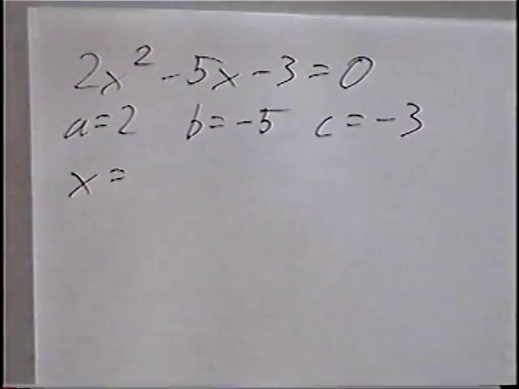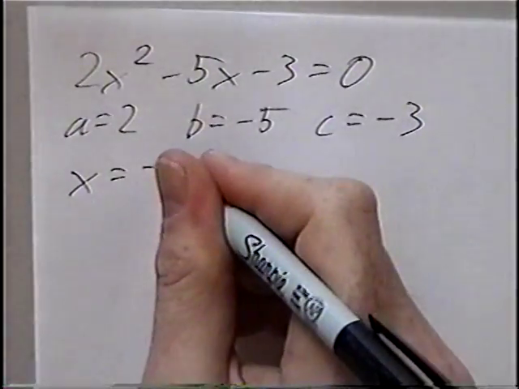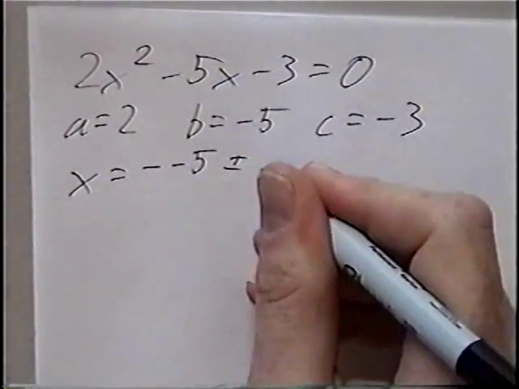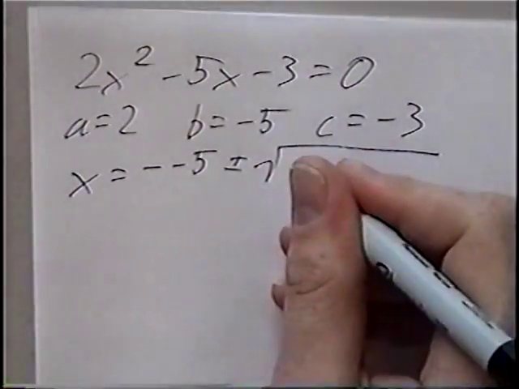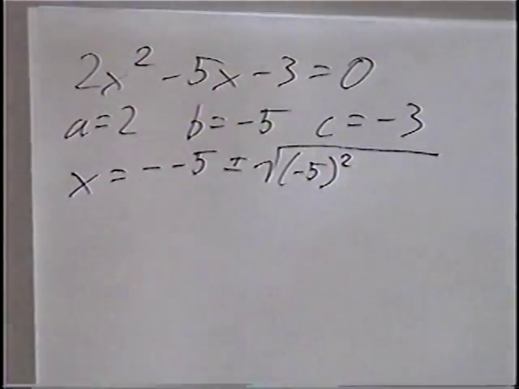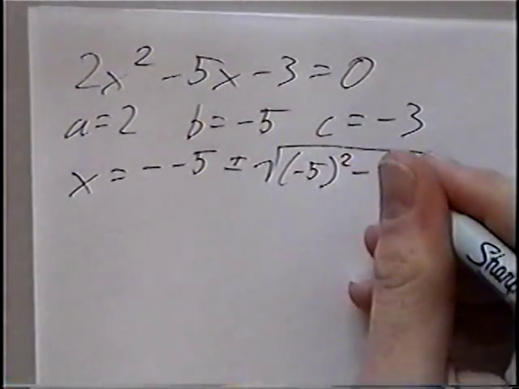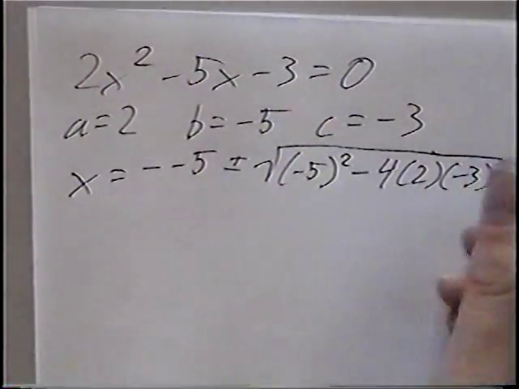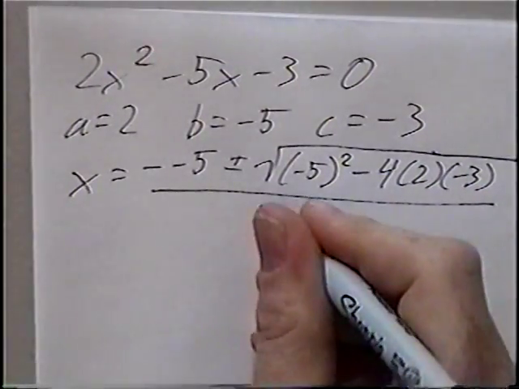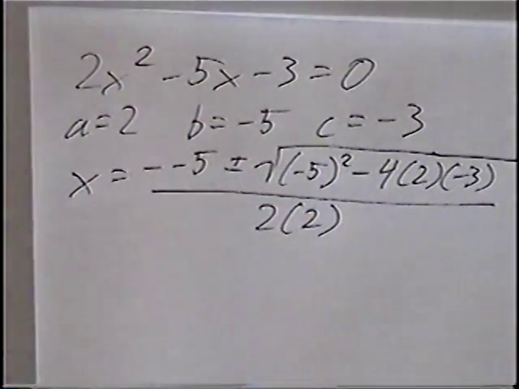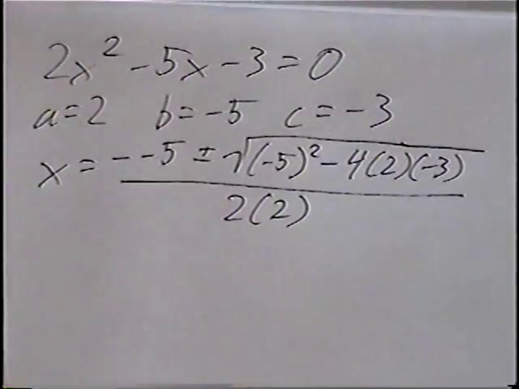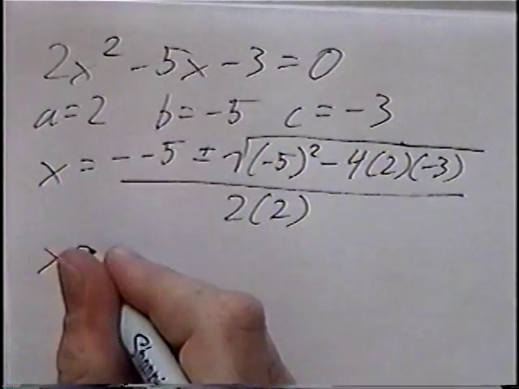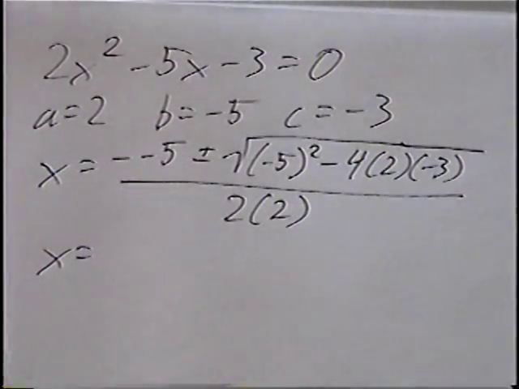The equation again, x equals -b. So we have a negative from the equation and a negative from the -5. Plus or minus b squared, which would be -5 squared, minus 4 times A times C, divided by 2 times A. So the first step again, take A, B, and C, plug them in the right spots in the quadratic formula, and last step we solve.